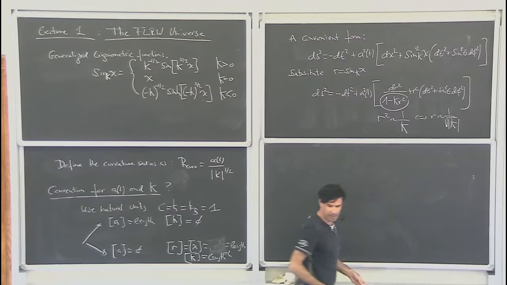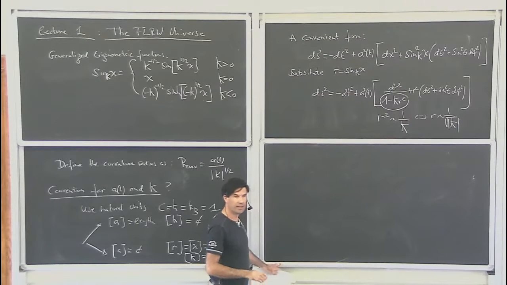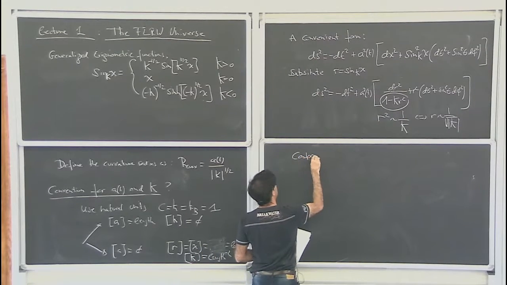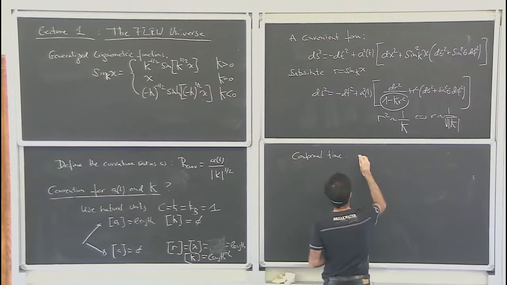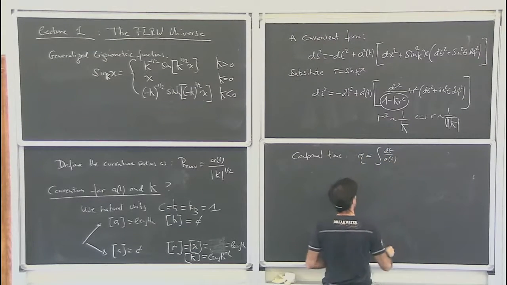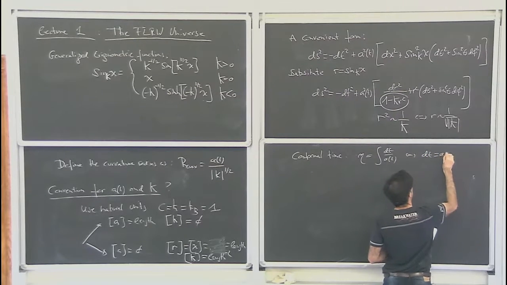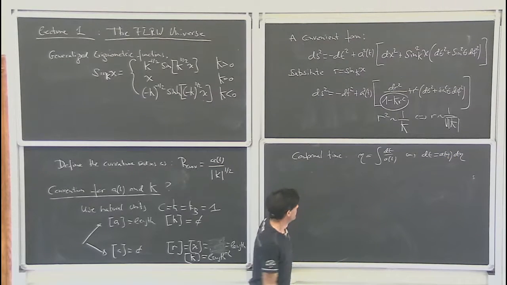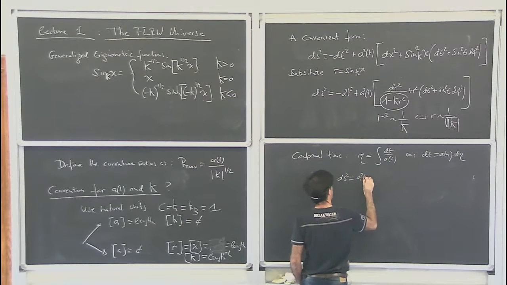So let me say one more thing now about this metric. There is one more transformation you can do. You can introduce a new coordinate time, which is known as conformal time. So the conformal time, you define it as follows, such that you rewrite, if you want, the dt as A of eta times d eta. And that brings the FRW metric into the following form.